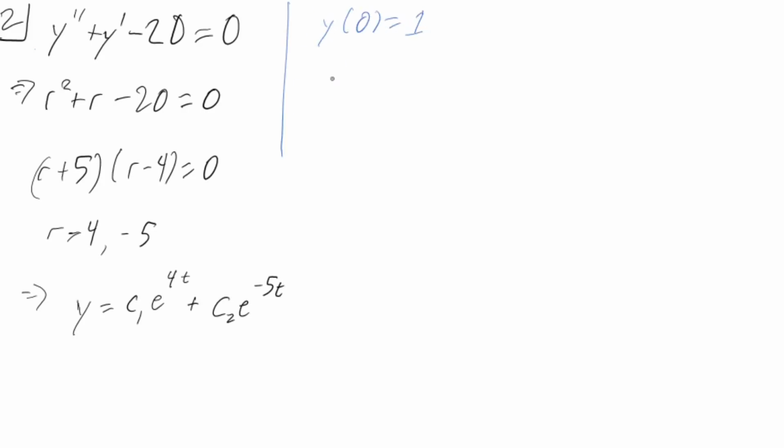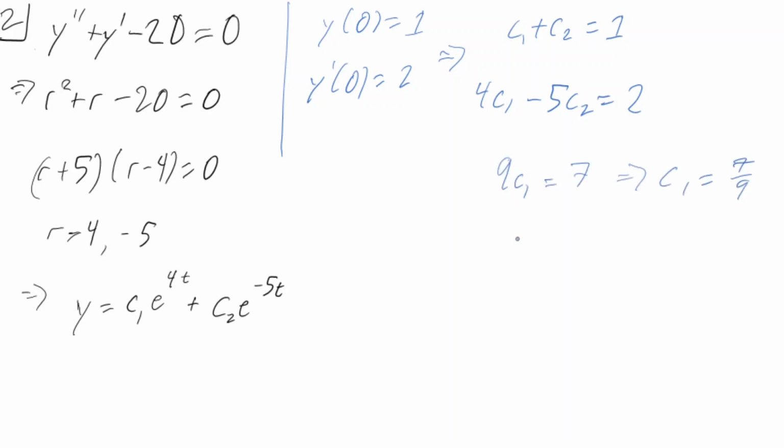If we have initial conditions, say y(0) = 1 and y'(0) = 2, and plug them into the function y and the derivative, we can easily solve for c1 and c2. Two equations, two unknowns. It's a little trickier than the previous one, but still not too bad. We get c1 = 7/9 and c2 = 2/9.